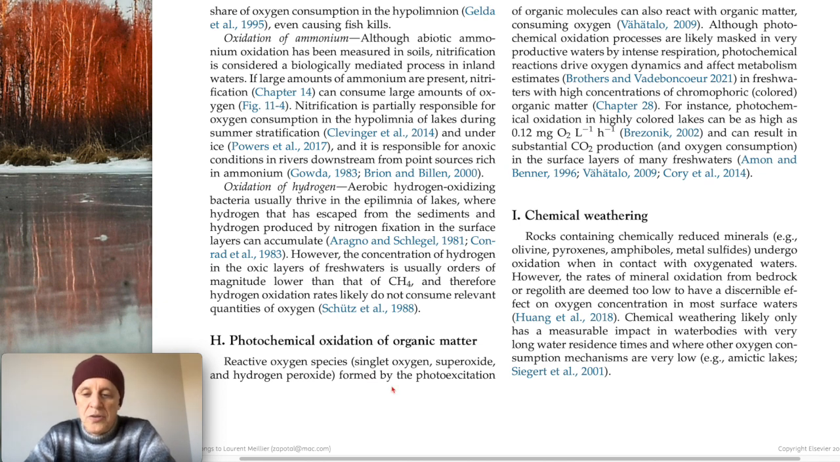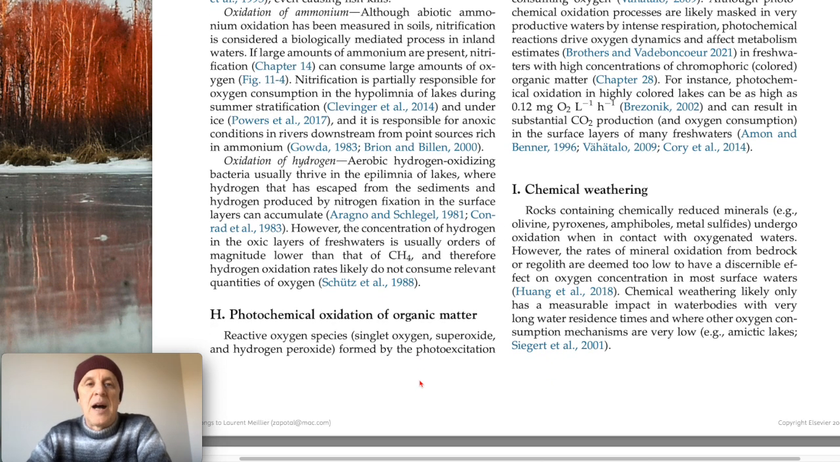Chemical weathering. Rocks containing chemically reduced minerals, for example olivines, pyroxenes, amphiboles, and metal sulfides, undergo oxidation when in contact with oxygenated waters. However, the rates of mineral oxidation from bedrock or regolith are deemed too low to have a discernible effect on oxygen concentration in most surface waters. Chemical weathering likely only has a measurable impact in water bodies with very long water residence times and where other oxygen consumption mechanisms are very low, for example, amictic lakes.